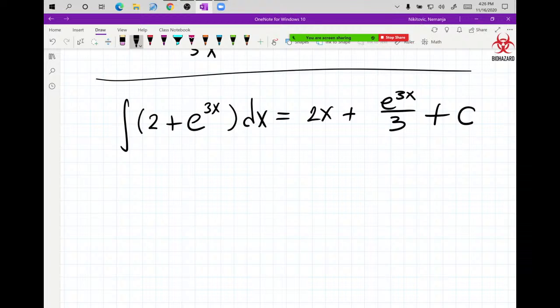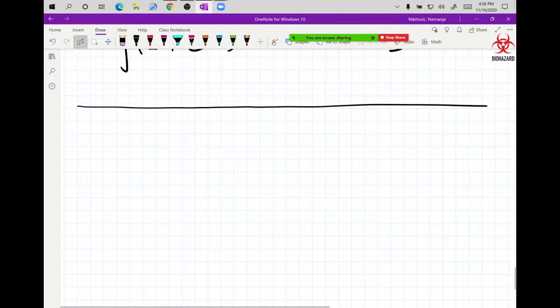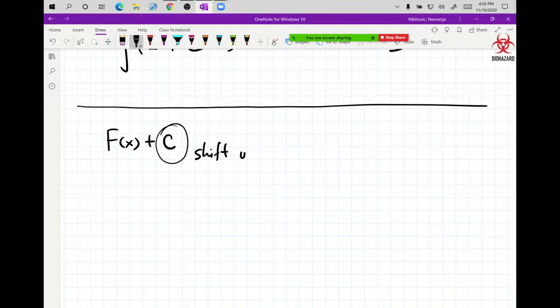Now, what are we going to do about this plus c business? Well, let's go back to pre-calculus and review, let's use capital F, what f of x plus c means in a pre-calculus course. So if you haven't done any calculus, it's just the pre-calc. What does pre-calc say about this? Well, this means shift up or down.